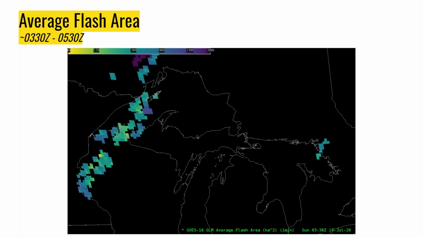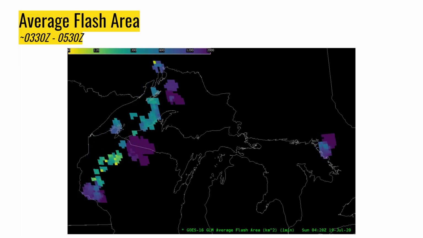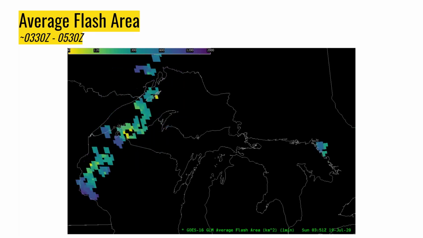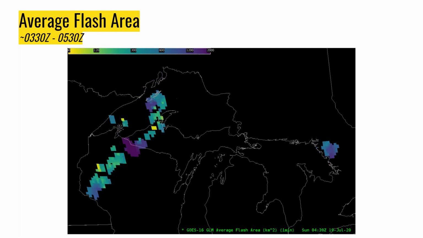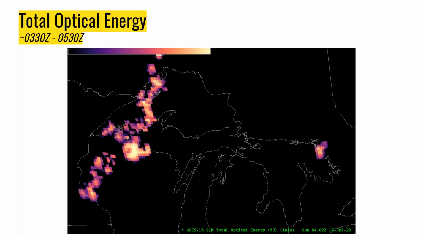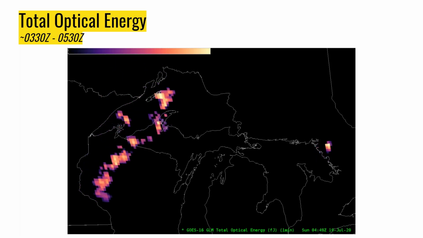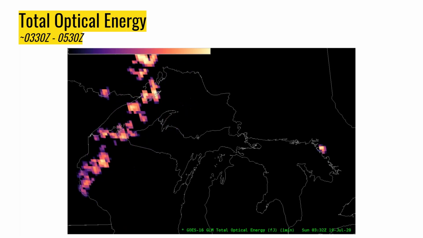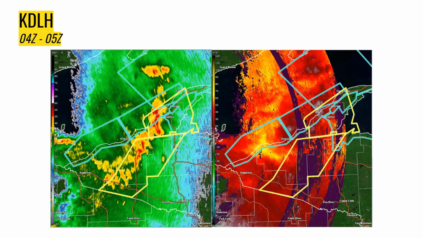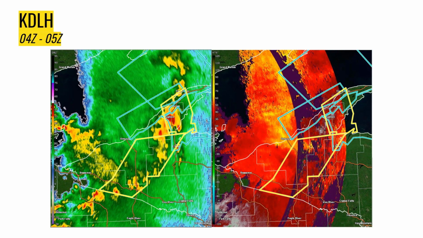And moving on to the July 18th, 19th time period, this one is a little bit more of a higher end event for our area, so I wouldn't necessarily classify this as marginal, but I still thought it was very interesting to take a look at here. So here's the area, average flash area product, AFA, total optical energy. Now, in this particular event, we ended up getting a number of severe events. This was mostly a wind event.